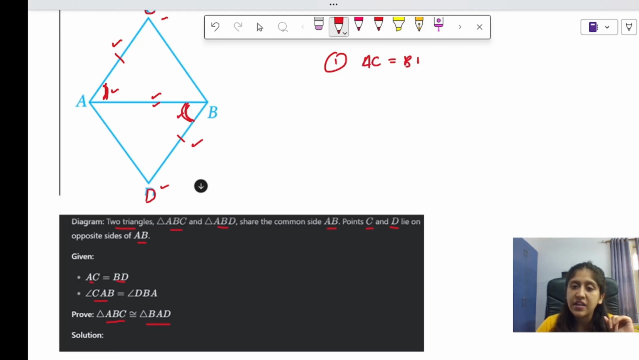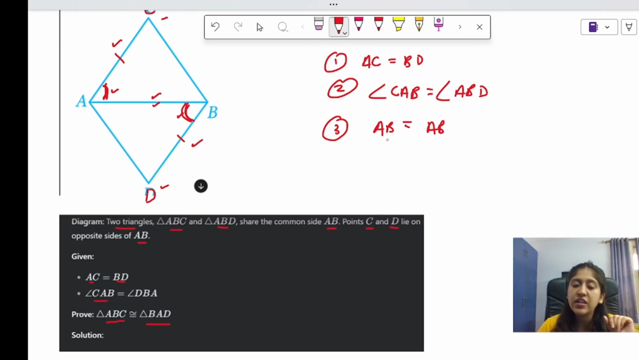So I just write out the rules. AC we have been given that AC equal to BD first. Second है angle CAB that is equal to angle ABD, ठीक है. This and the third, third में मैंने क्या बोला, that upper triangle में there is line AB, ठीक है, upper triangle में we have AB, below triangle में भी we have AB, so AB equal to AB obviously, so हमारे पास तीन रूल्स है.